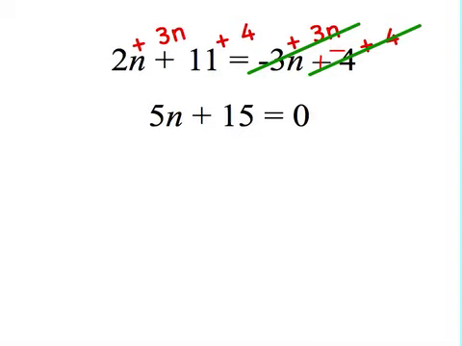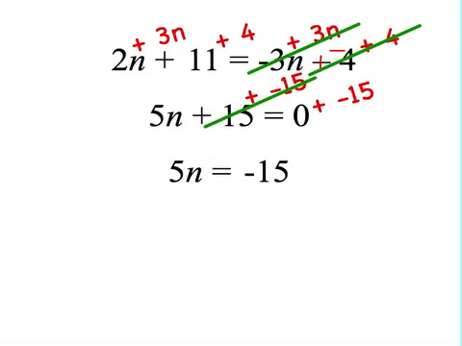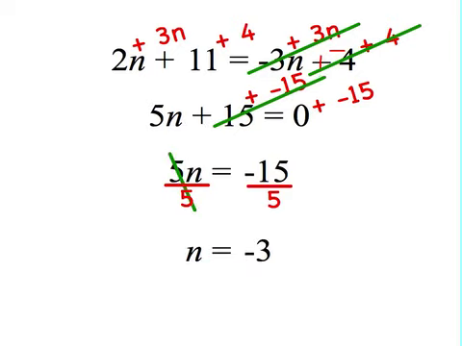So while we've wasted a little time and perhaps some unnecessary writing, we haven't broken any rules. We've added 3n to both sides, and we've added 4 to both sides. But we can fix it now by adding negative 15 to both sides to get back on track. Not very efficient, but we ultimately will get that 5n is equal to negative 15. Divide both sides by 5, and our final solution is n is equal to negative 3.